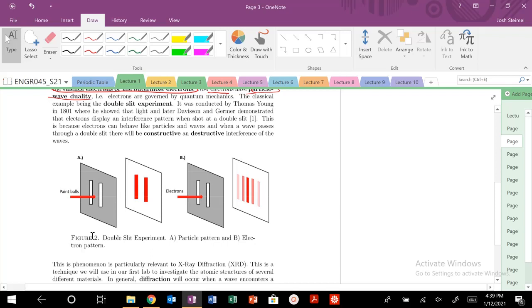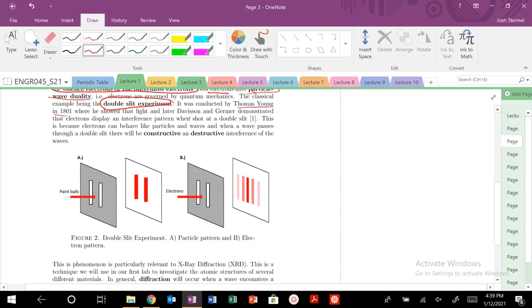This particle-wave duality can be best exemplified by the classic double slit experiment that was conducted by Young in 1801. He showed it with light. Later, Davisson and Germer displayed it with electrons.